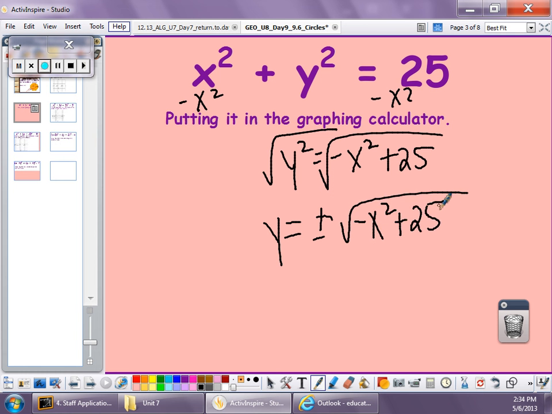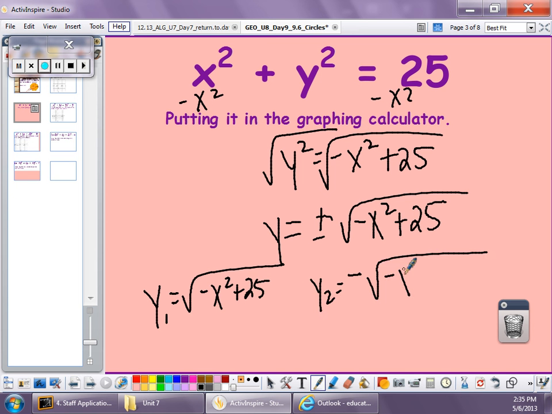To do this in your calculator, you actually need to go to y1 equals the square root of negative x squared plus 25. That's the positive. And then y2 is equal to the negative square root of negative x squared plus 25. This one over here will give you something that looks like this. This one over here will give you something that looks like this.